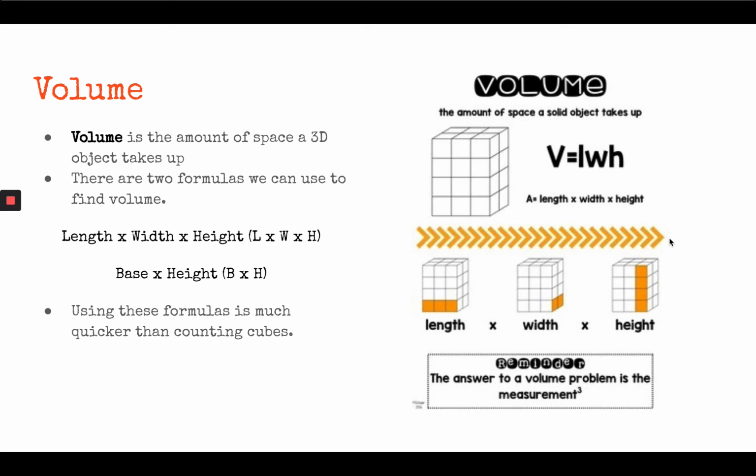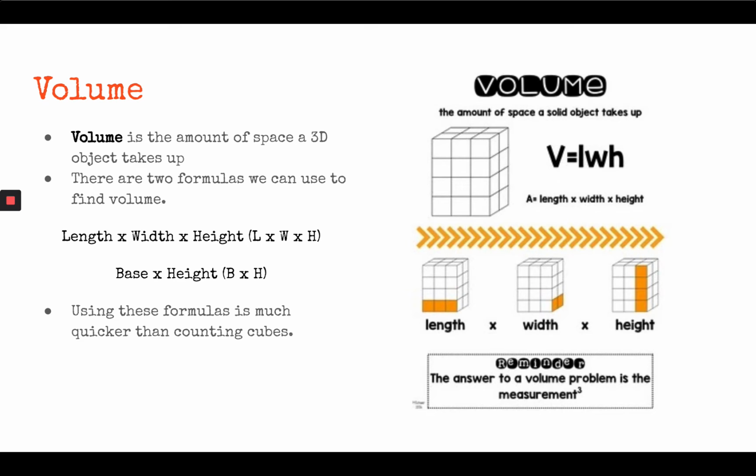There are two formulas that we use to find volume. The first one is length times width times height. And the second one is base times height. And if you remember in class, I talked to you about how base is really the length and the width that's already been solved for you. Okay? Using these formulas is much quicker than counting cubes.